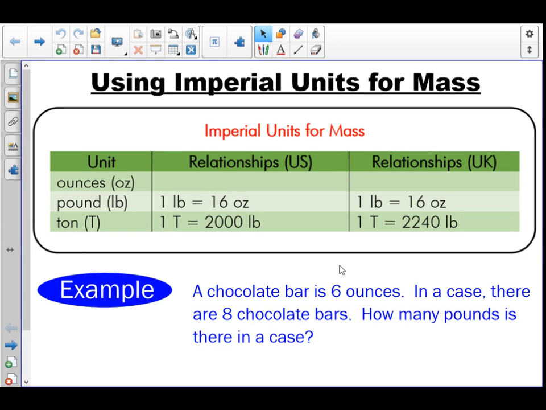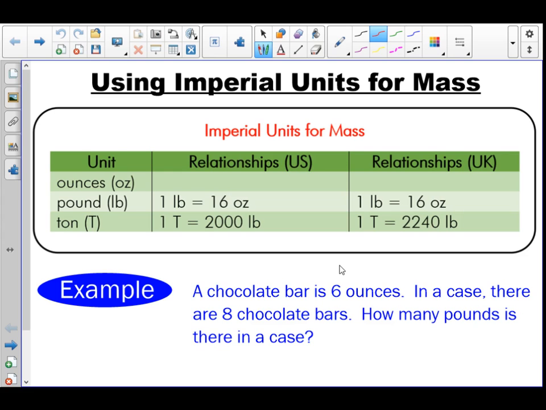Today we are going to take a look at using the imperial system for mass. There are a couple conversions I want you to take a look at here. If we are in the US system, then a pound is 16 ounces and a ton is 2,000 pounds.